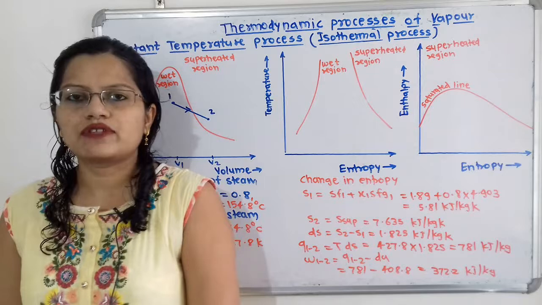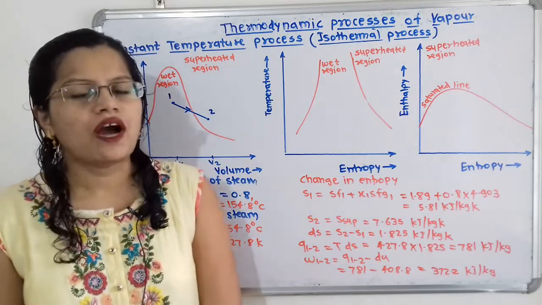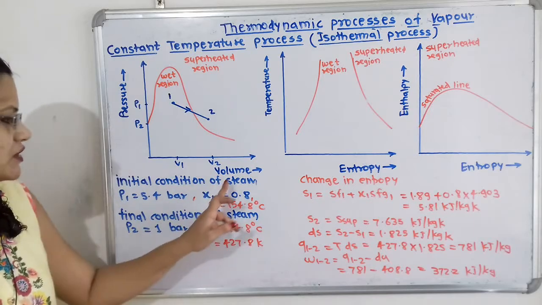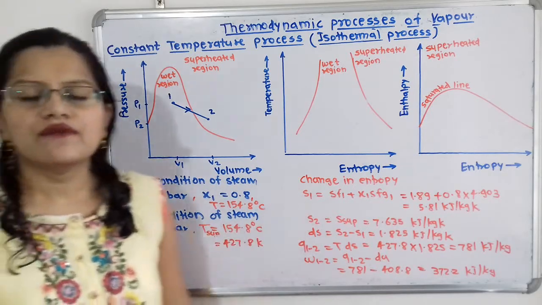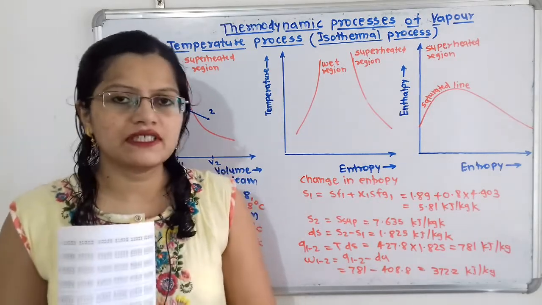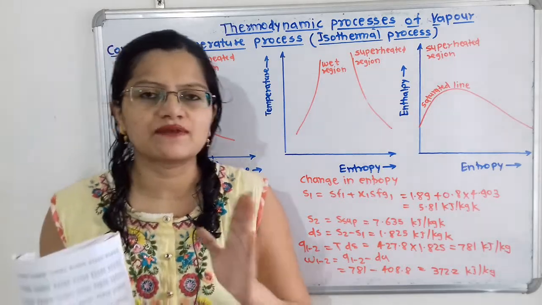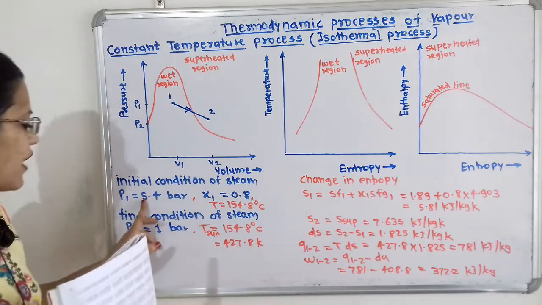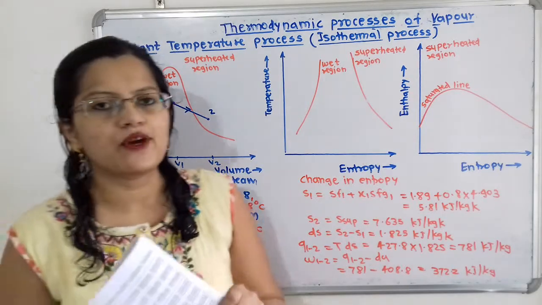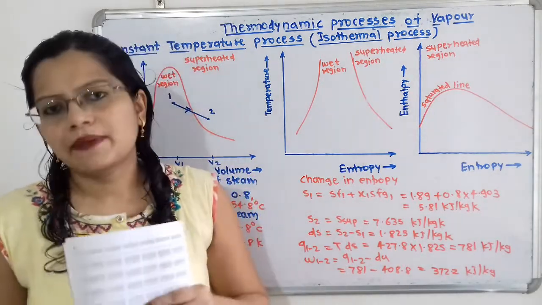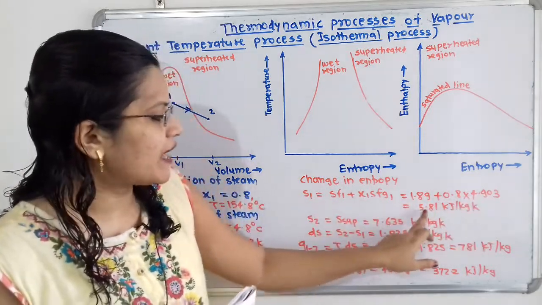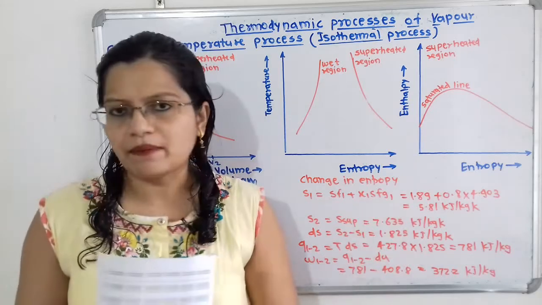Now we will find out the change in entropy. So how to calculate the entropy for wet steam? Because the initial condition is wet steam, we have to calculate S1 is equal to SF1 plus X1 SFG1. This value of SF and SFG we have to take from the pressure table at 5.4 bar. So if we put the values, then we will get 5.81 kilojoule per kilogram Kelvin.